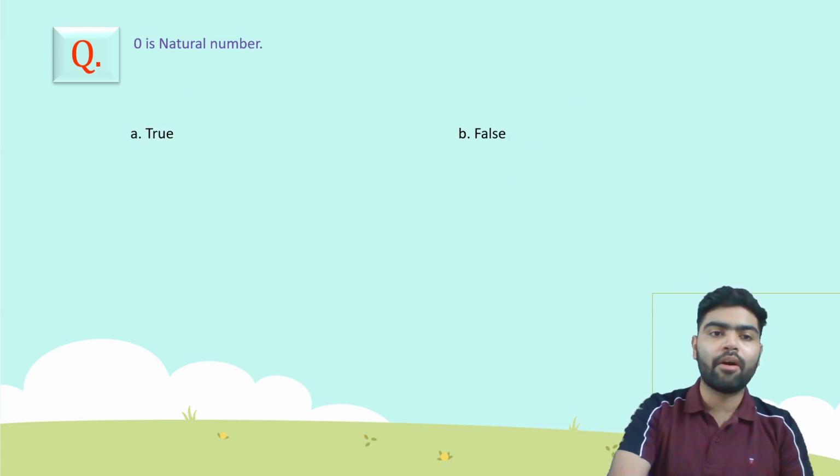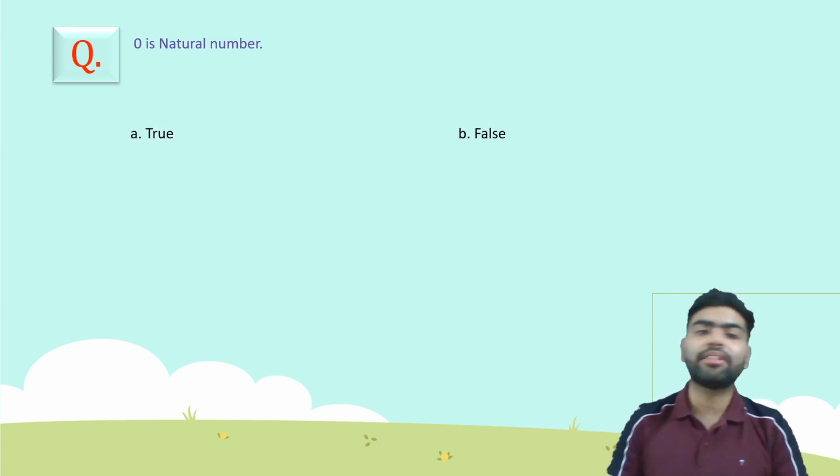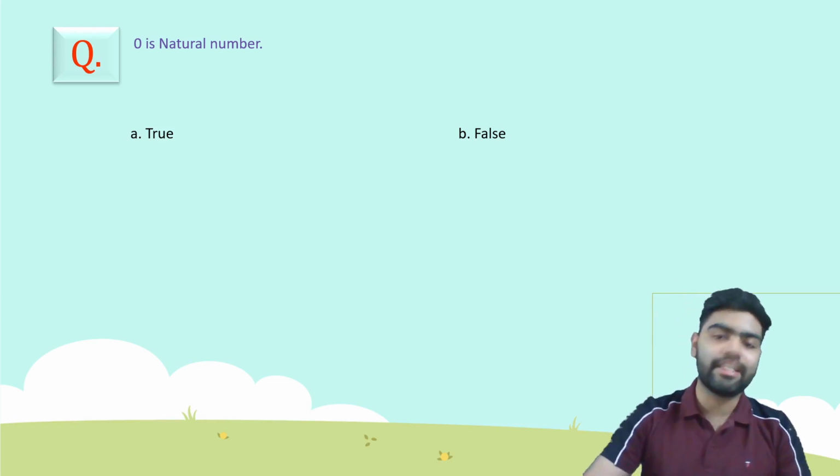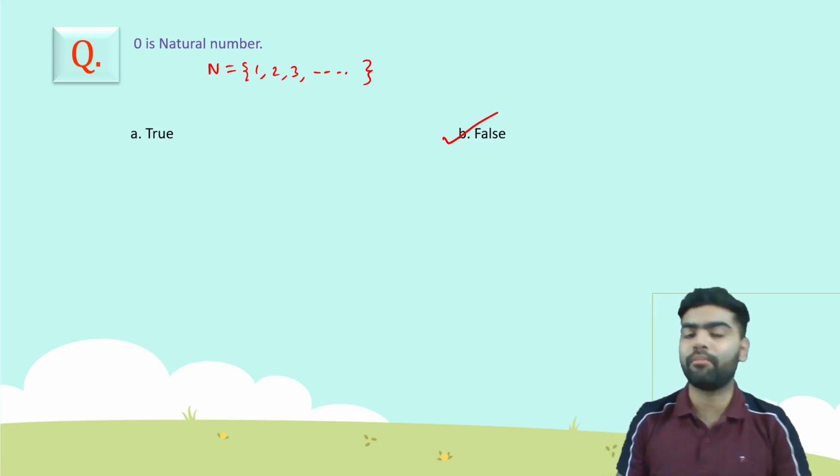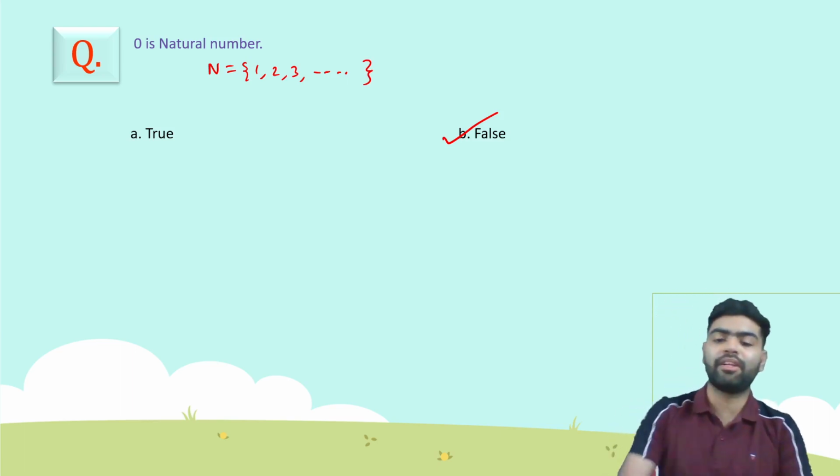All right, now tell me whether 0 is a natural number or not. Is it true or false? Yes, it is false, because natural number is that set which includes 1, 2, 3 and so on without the number 0. Whenever I include 0 with natural numbers, it becomes the set of whole numbers. So 0 is not a natural number.